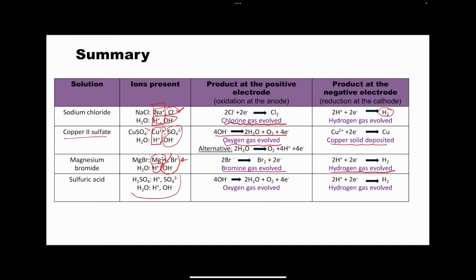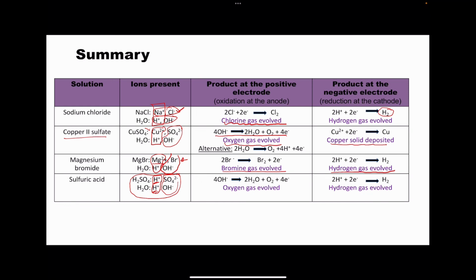Lastly, let's look at this. Here we have sulfuric acid and water. Of course, there is going to be H+ and H+, so here it's hydrogen that is going to be formed at the cathode. However, on the other hand, it's going to be oxygen formed at the anode due to the rules we have followed previously. So I think this brings us to the end of this part.